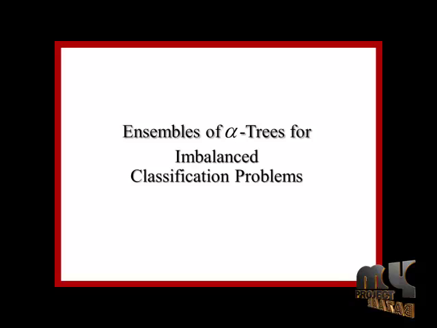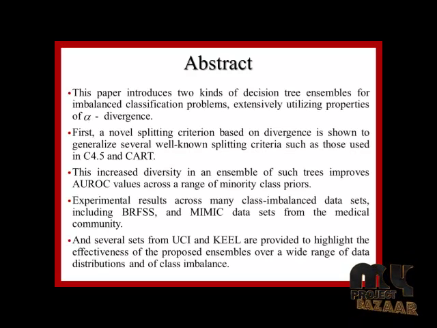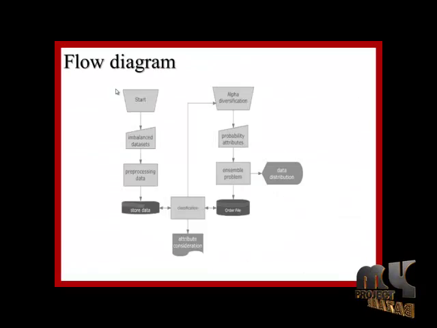myprojectbrowser.com. Our project title is Ensembles of Alphabets for Imbalanced Classification Problems. The main contribution of this paper is decision tree ensembles for imbalanced classification problems, utilizing properties of alpha divergence. In this, we consider datasets such as MIMIC datasets for medical communities. Several UCI and KEEL datasets are provided to highlight the effectiveness of the ensembles over a large range of data distribution and class imbalance.